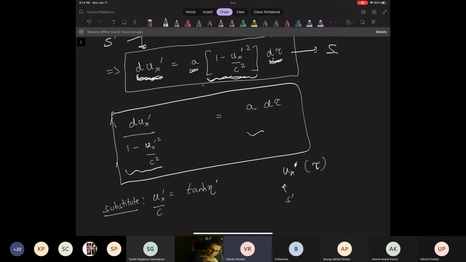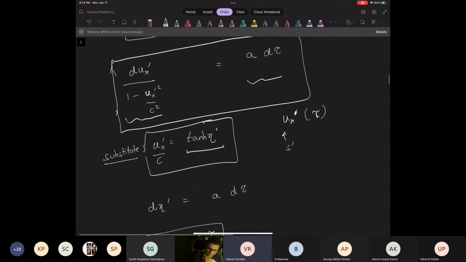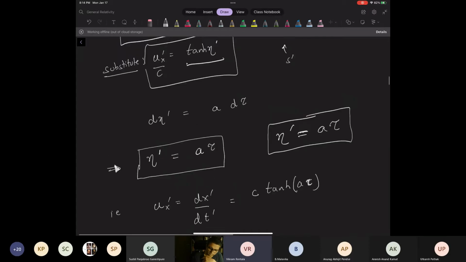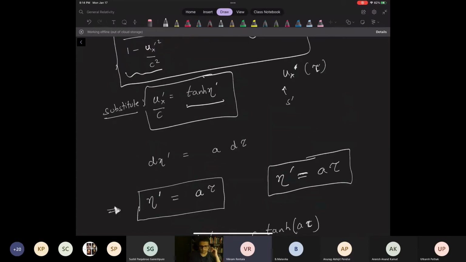I can integrate this equation, and the easiest way to do this is to convert ux prime to rapidity. So you write ux prime over c as tanh of eta prime, where eta prime is just the rapidity in frame S prime. After you make this substitution, you find something very simple: the rapidity in frame S prime is just equal to a times tau. So instead of the speed growing linearly with proper time, it's the rapidity in the frame S prime that grows linearly with proper time.